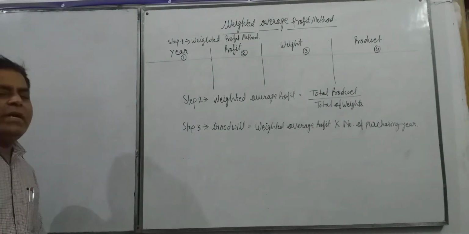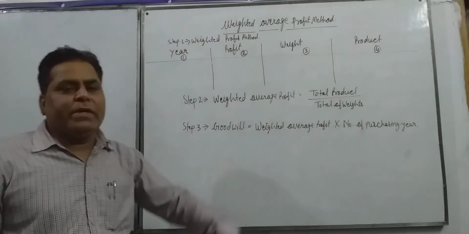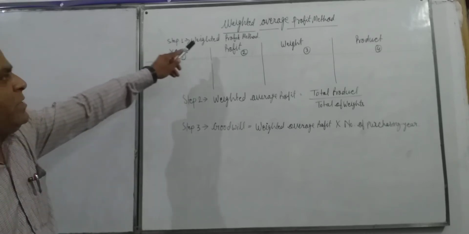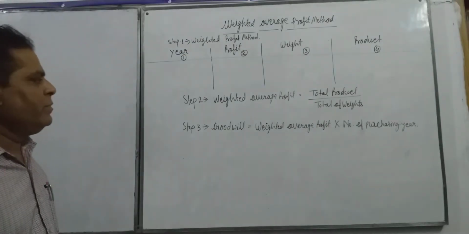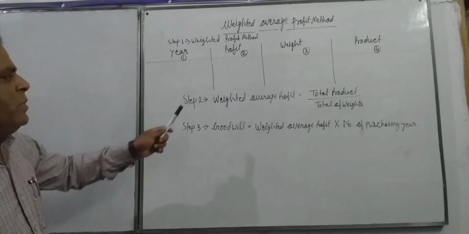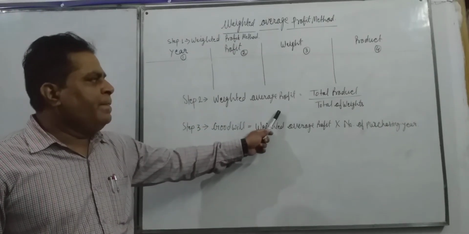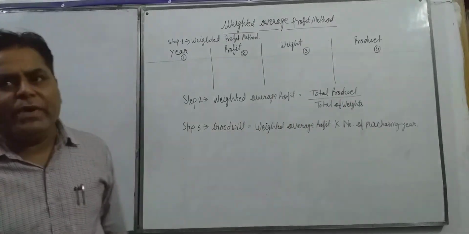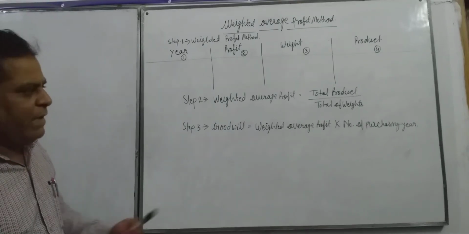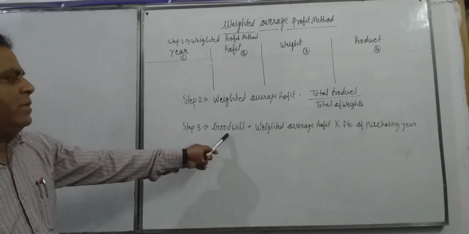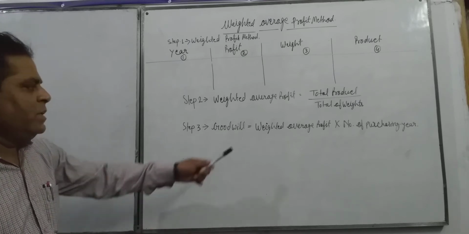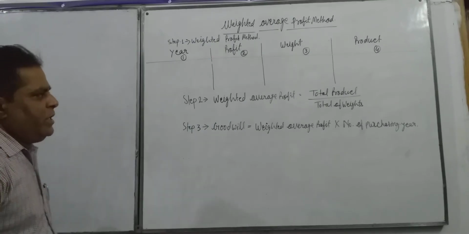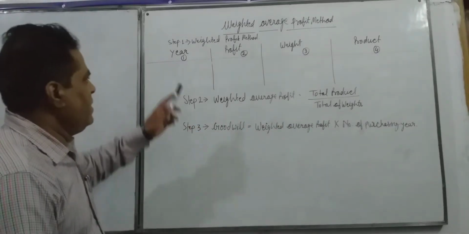To determine goodwill through the weighted average profit method, we have three steps. Step 1, to determine weighted average profit. Number 2, weighted average profit will be found with the help of total product and total weight. How you will find this, I will explain. After that you will apply this formula for the valuation of goodwill, which is weighted average profit into number of purchasing year. So first of all, to determine this weighted average profit, we have to prepare this table.